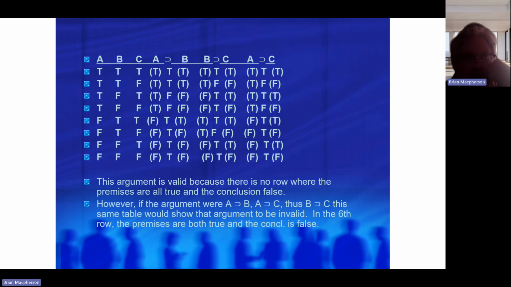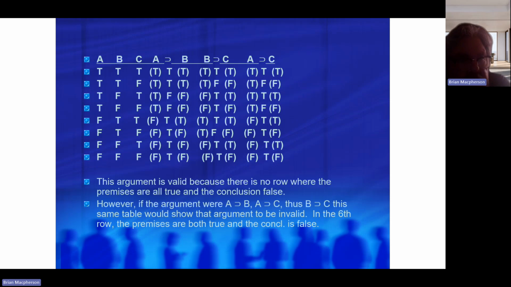B is 2 truths alternating with 2 falses. And then we get true, false in the last column. So as you can see intuitively, we've exhausted all possible truth value assignments to the components A, B, and C.